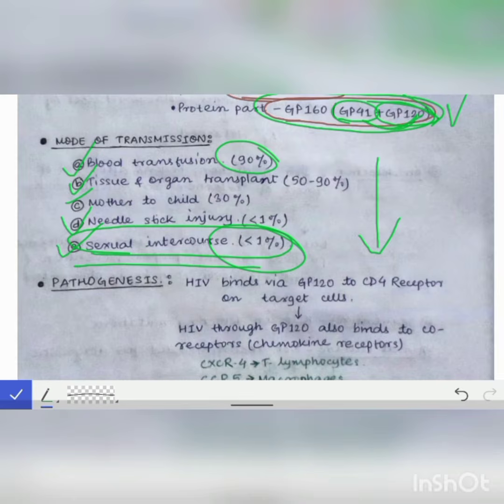So that is not the most common mode of transmission. Rather, the most common mode of transmission is blood transfusion, 90%. I'm repeating this, it is blood transfusion, not sexual intercourse. So the mode of transmission should always be written in this order: blood transfusion, tissue and organ transplant, mother to child, needle stick injury, and sexual intercourse.